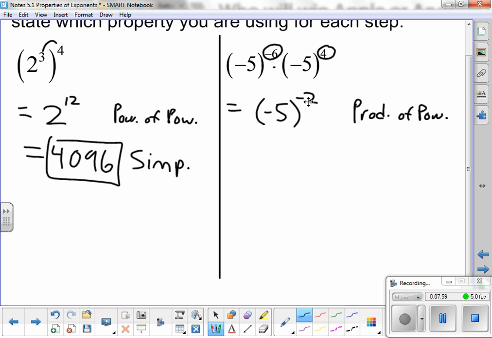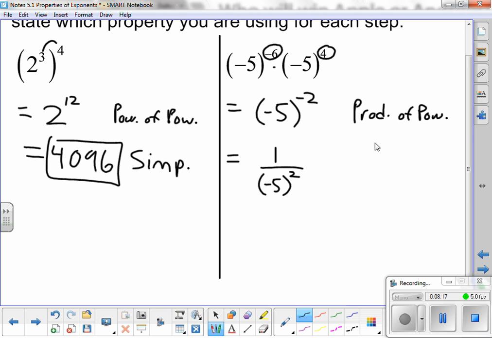You're not done yet though, because simplest form, most of the time, what they mean is you should not have a negative in your exponent. So we got to get rid of that negative. We're going to use the negative exponent property, which means that this will now come into the denominator.